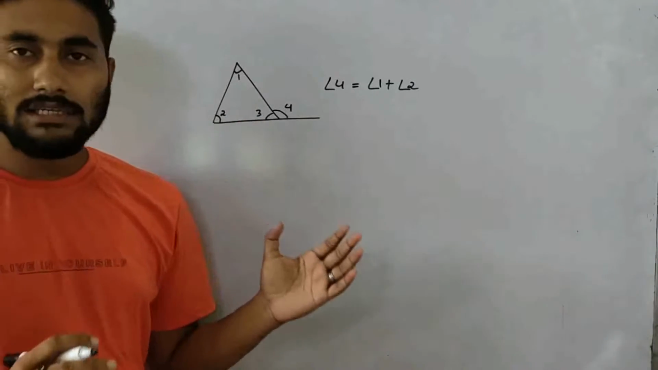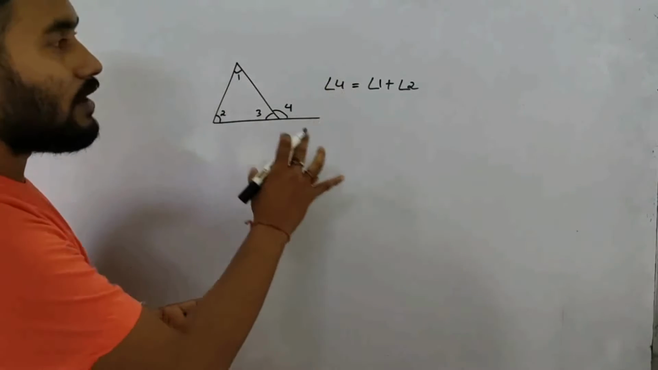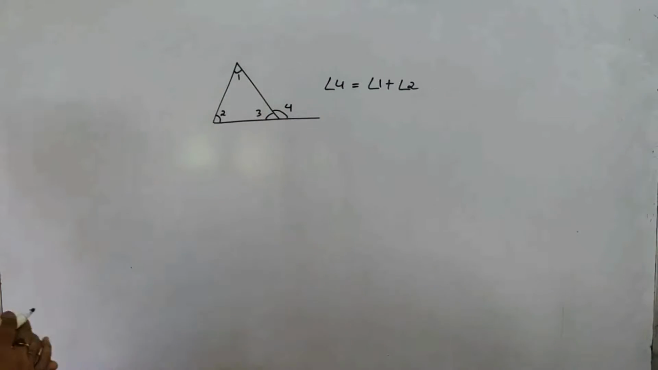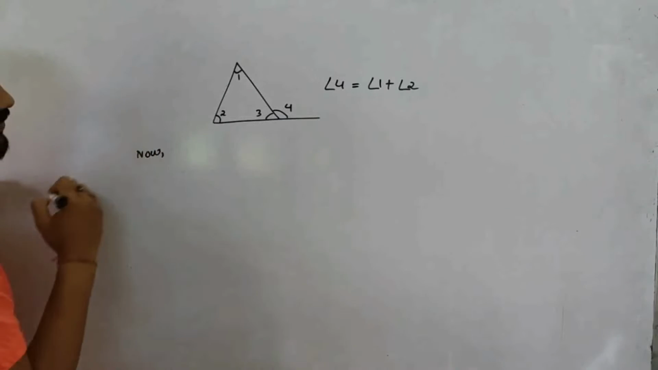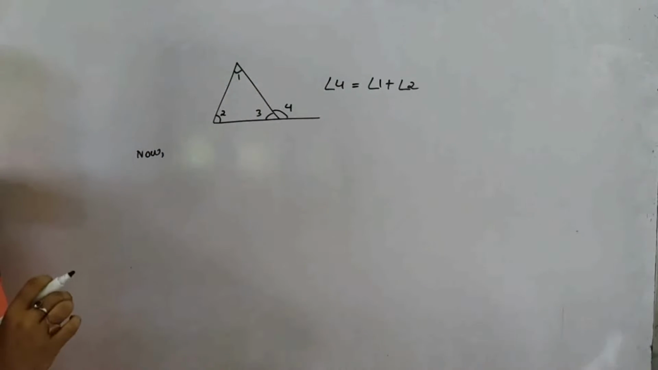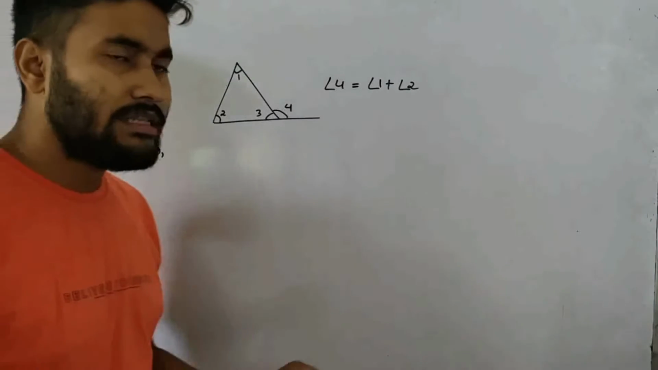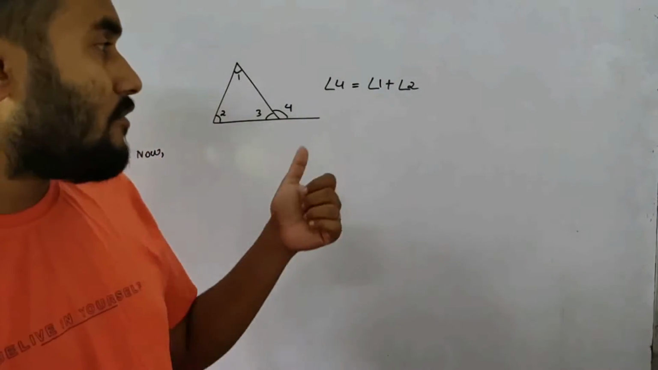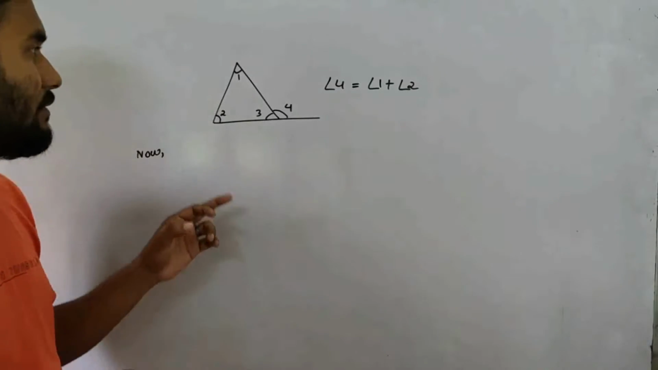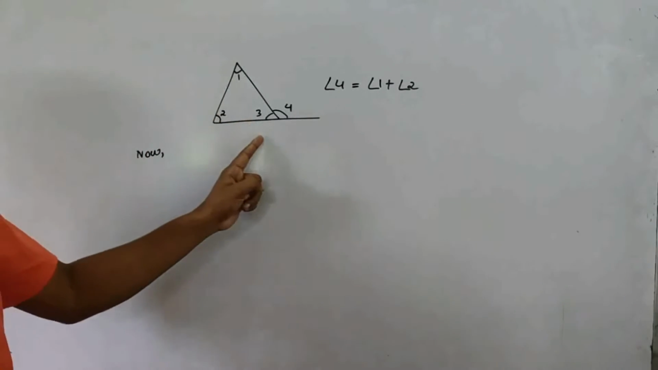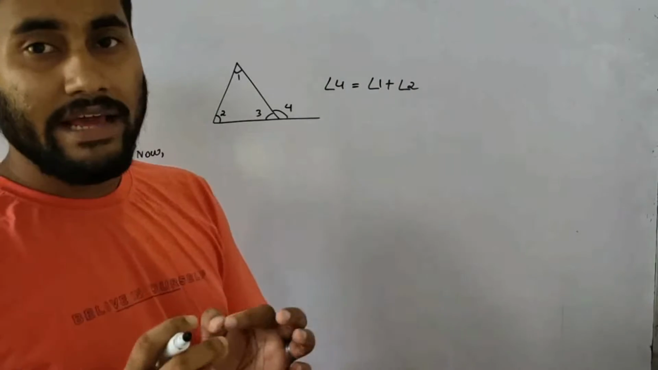In the last class I said I will show you how this property came. At first, by angle sum property, what can I say? What was the angle sum property? The sum of all the angles of the triangle is always 180 degrees. That means angle 1, angle 2, angle 3, the sum of all the interior angles of the triangle.